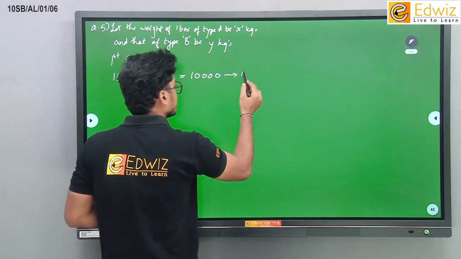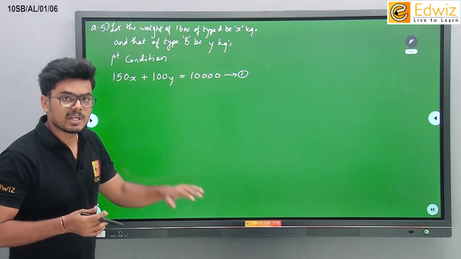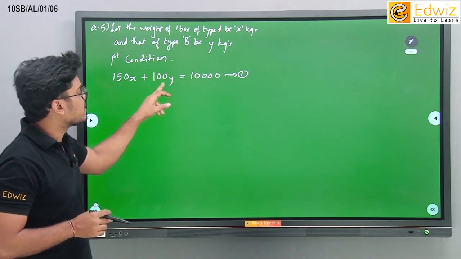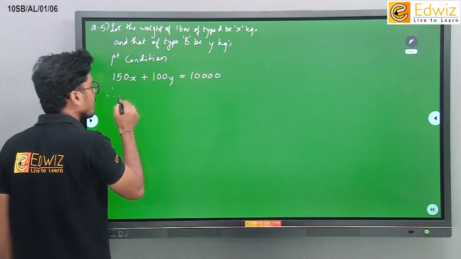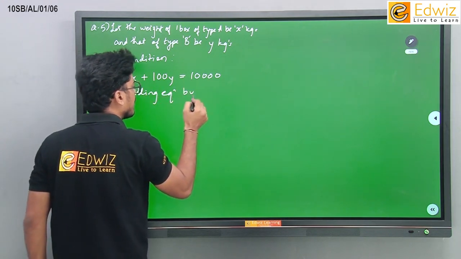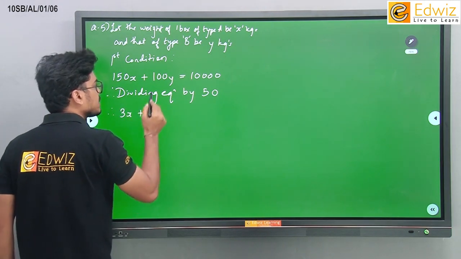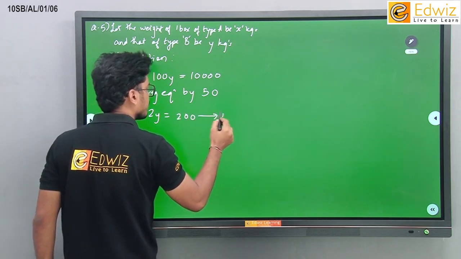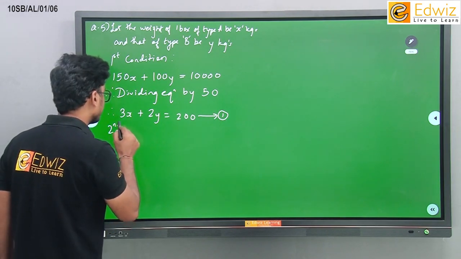This is my first equation, and you can see this entire equation can be reduced a little bit because it is divisible by 50. Correct, ये भी 50 से divisible है, ये भी है और ये भी है. So let us divide it by 50, then we will finalize it. Dividing equation by 50, therefore this will be 3x plus 2y equal to 200. Okay, first equation. Then let us go to the second condition given in the textbook.